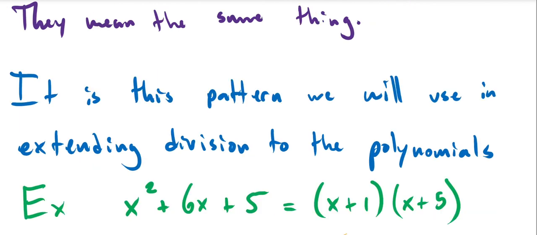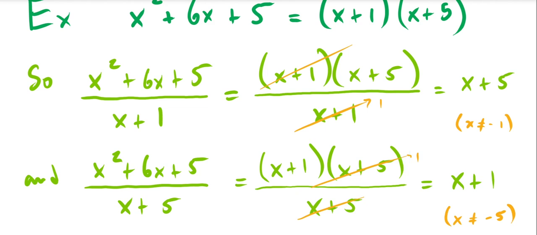Let's take as a first example the polynomial x squared plus 6x plus 5. We saw in previous videos how to factor this as x plus 1 times x plus 5. So right off the bat, I know two factors. I know that if I were to divide this by x plus 1, the x plus 1s would cancel and leave me only x plus 5. Likewise, if I was to divide this by x plus 5, the x plus 5s would cancel after factoring and leave me with just x plus 1.